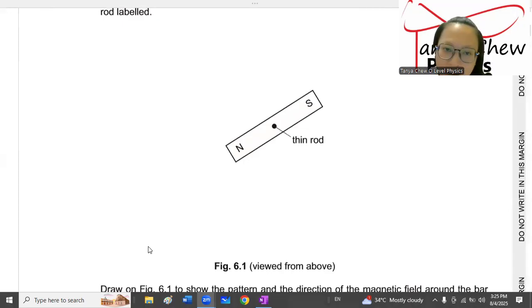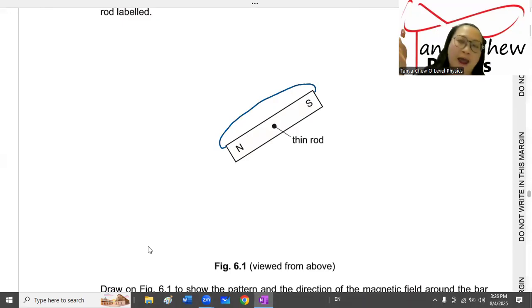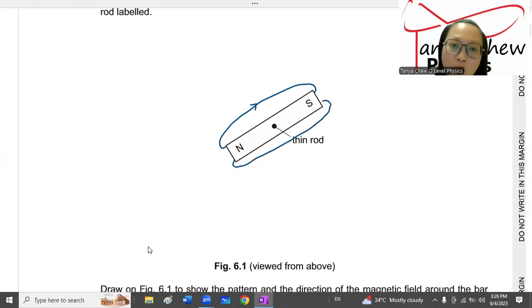Okay, bar magnet, whenever you draw, it has to form a closed loop. Closed loop meaning to say that for every magnetic field that flows out from the North Pole must go to the South Pole. So magnetic field will flow into South Pole, out from North. So I'm going to draw this. This is what we call a closed loop. And then going up again.